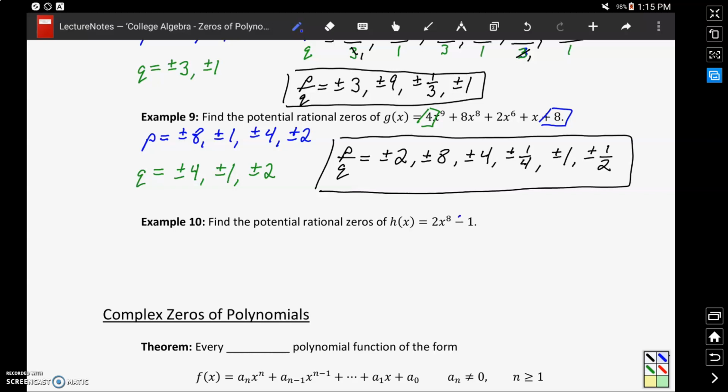In example 10, again the same idea. In this case, our only value for p would be plus or minus 1. And our values for q would be plus and minus 1 and plus and minus 2. This means we have a much shorter list of potential rational numbers to consider. We would have plus or minus 1 and plus or minus 1/2.